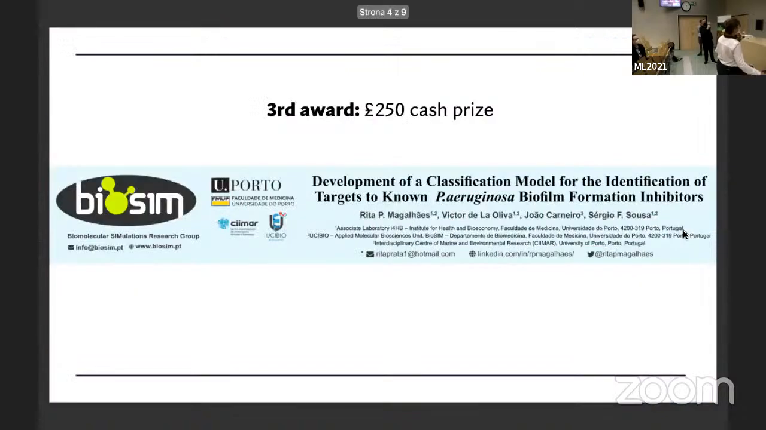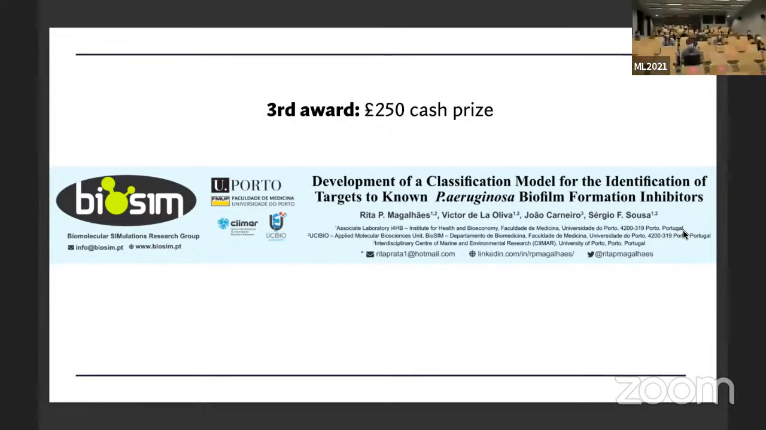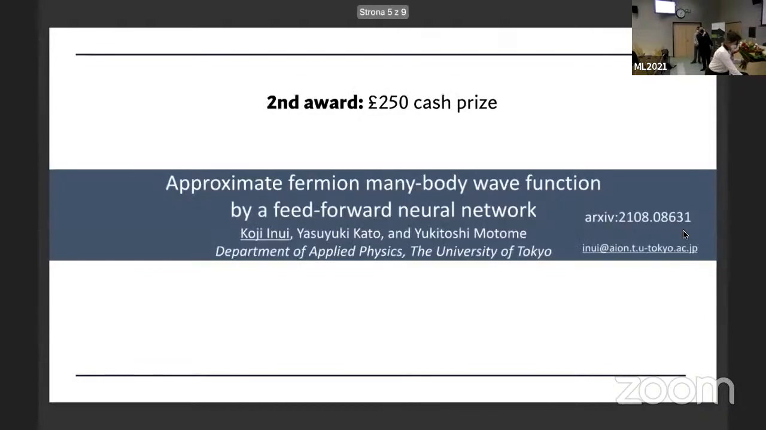We start from the third prize, and the third prize is for Rita. Congratulations. We will contact the journal, so they will probably just send some access code. For now it's a promise of a prize. And the diploma we will send in PDF, because I think no one really wants to collect pieces of paper. So, this was the third prize. Now the second prize goes to Koji Inui.